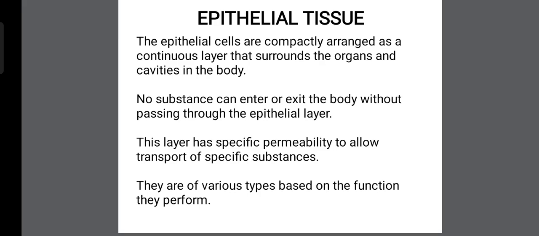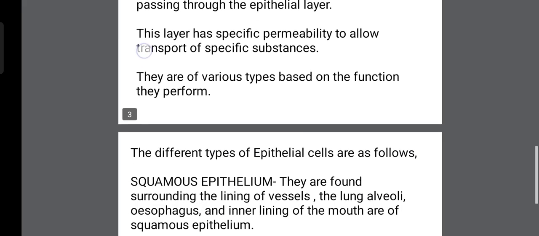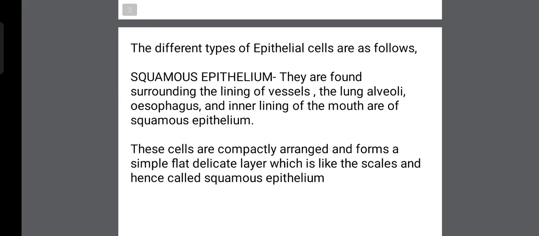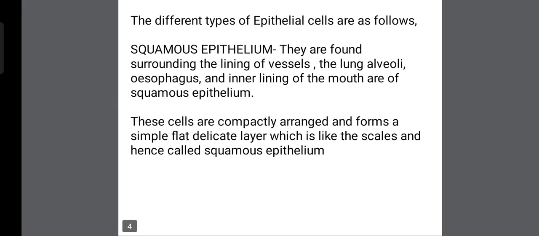Now they are of various types based on the functions that they perform. So the first such type that we'll be seeing is the squamous epithelium. Now squama means scales. Okay, they are found surrounding the lining of vessels. They are found in the lung alveoli, esophagus or the food pipe that we have, and the inner lining of the mouth is made up of the squamous epithelium. So they are compactly arranged and they are a simple, flat, delicate layer which is like scales, and hence the name squamous epithelium.